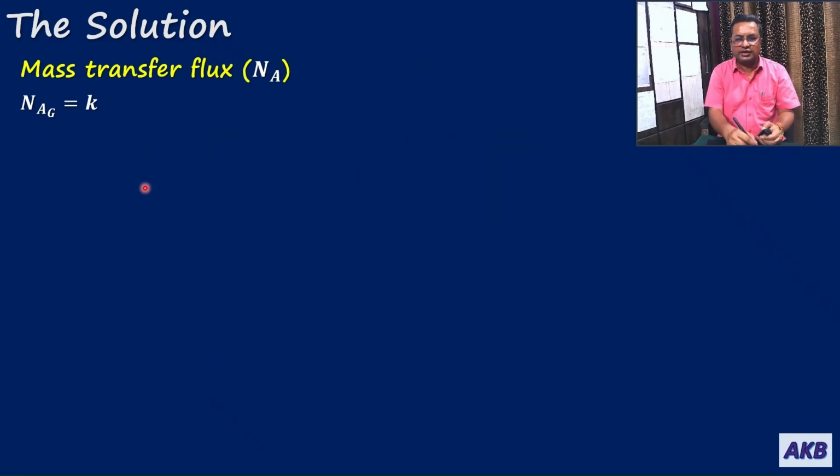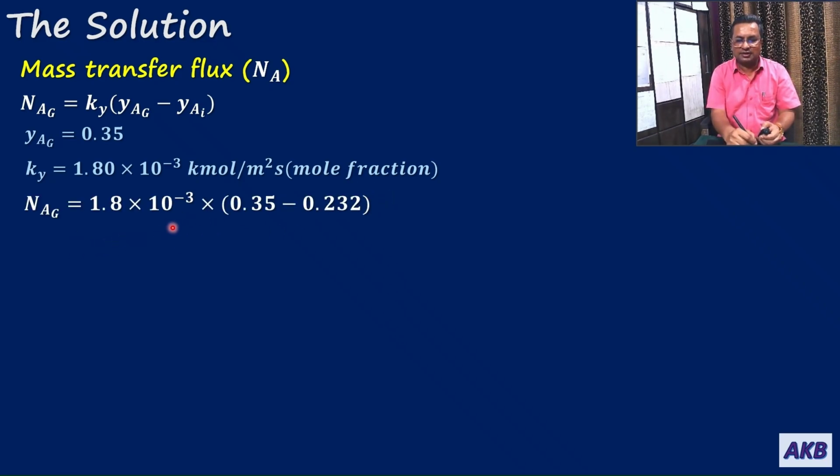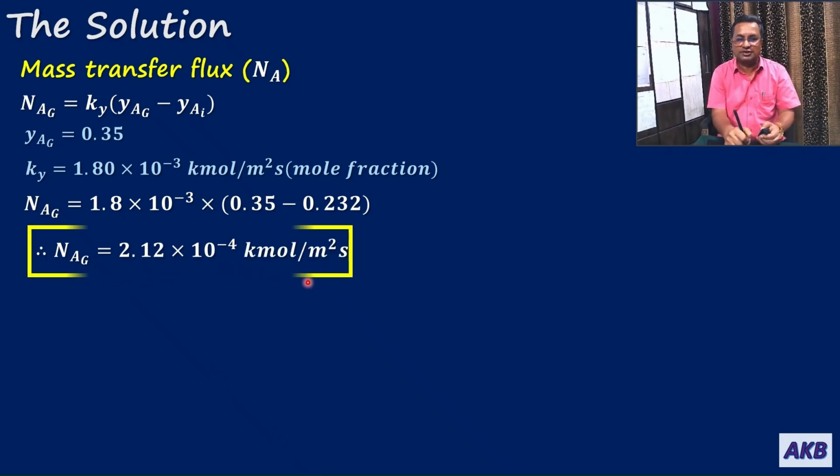So we got Nag. I will repeat those steps. Nag is Ky into Yag minus Yai. Yag is 0.35. Ky is 1.8 into 10 to the power minus 3 kilomole per meter square per second per mole fraction. After we use these values, Nag will be equal to 1.8 into 10 to the power minus 3 into 0.35 minus 0.232. And we get Nag as 2.12 into 10 to the power minus 4 kilomole per meter square per second.